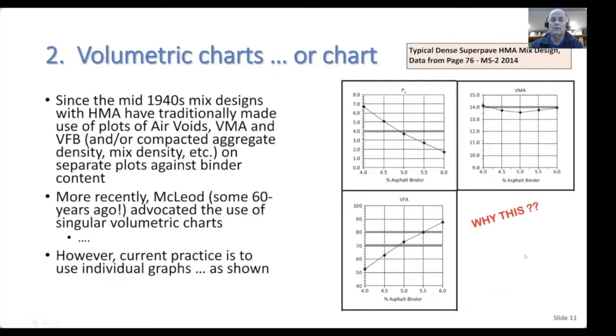So going on, volumetric charts. If you look at mix designs, since we've been doing mix designs since around about the mid-1940s, we've been plotting individual parameters such as percent air voids, VMA, and voids filled with asphalt against binder content, and this is taken from the latest edition of MS-2 in 2014. So that experience is now, what, 80 years old?